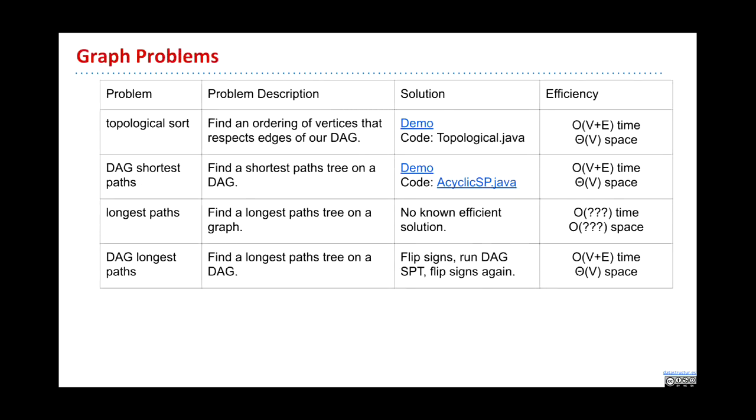All right. So some graph problems. We've got topological sort. We have our DAG shortest paths algorithm. We talked about longest paths, and we don't have a good runtime for this. And DAG longest paths, we can kind of cheat. Okay. This brings me to my last official topic of the day, which is reductions. So this is a preview of what you'll see if you take 170. And it's a really nice idea.